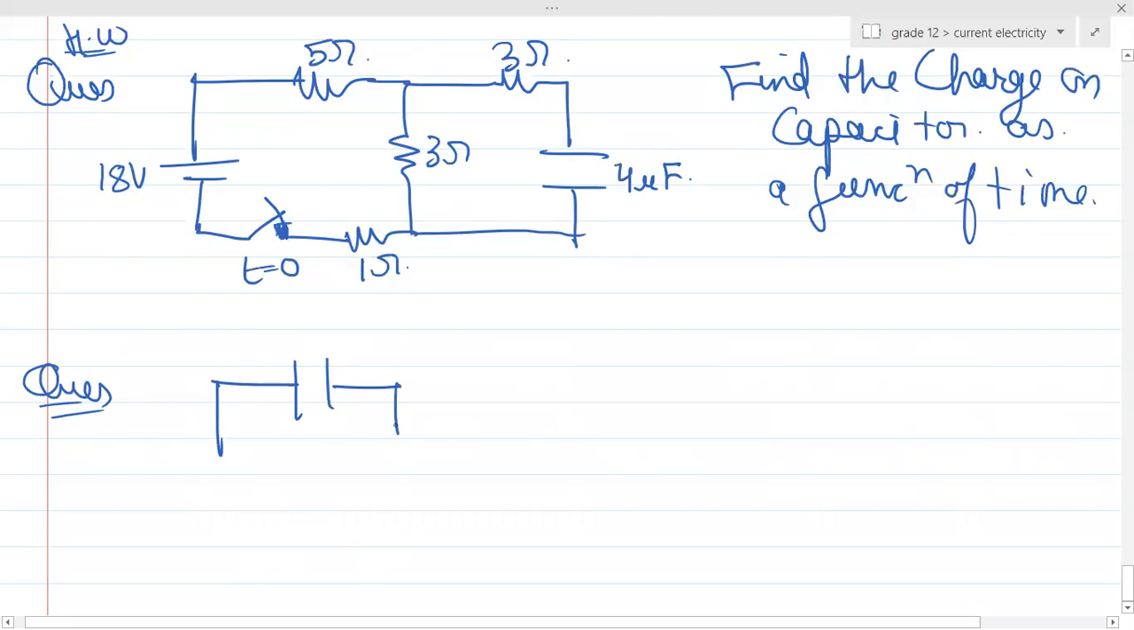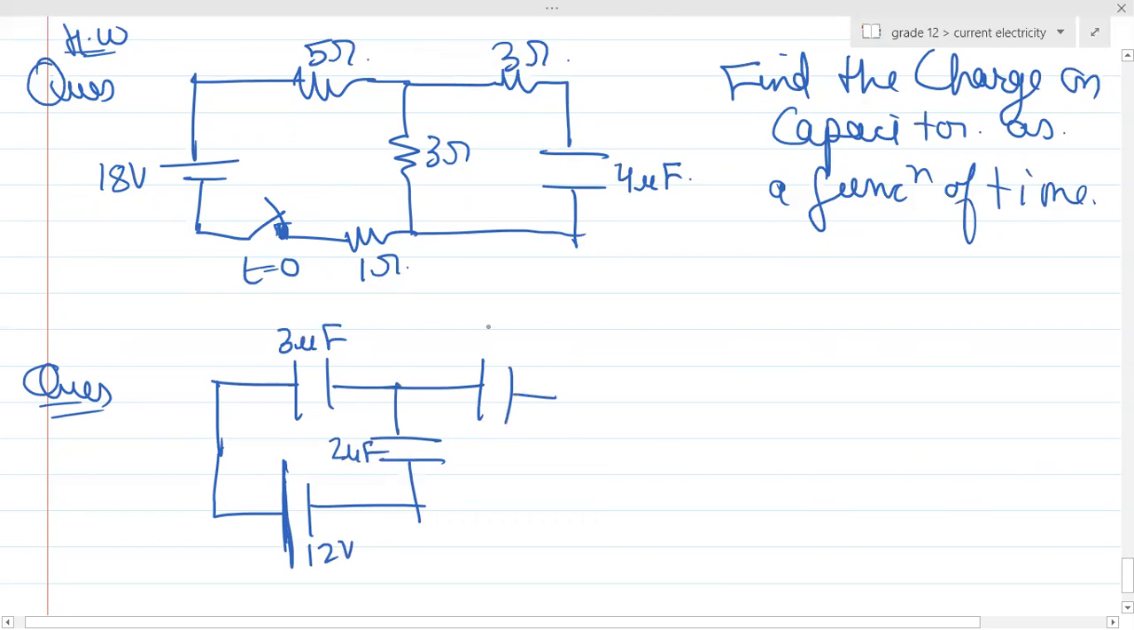Suppose 12 volt, 2 microfarad, 3 microfarad, 4 microfarad, and 1 resistor. Now they are asking what is the current through this resistor. How will you do it? Guys, how will you do it? Take out the resistor like X and Y, remove it, use this method, and then flow the charge across this. So try this question. This is again based on Thevenin only.